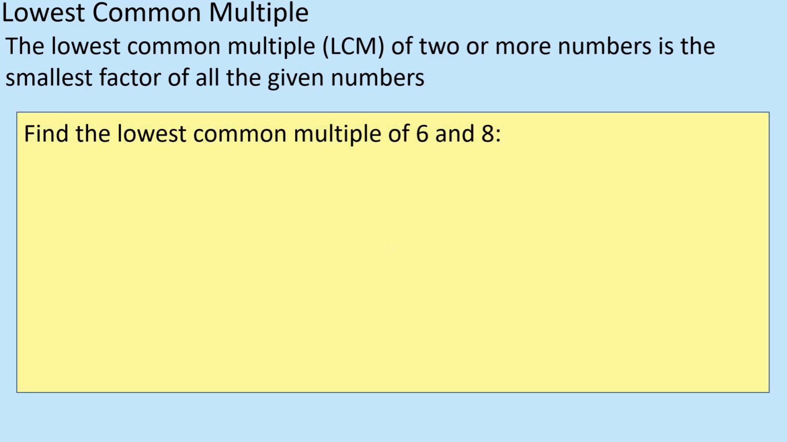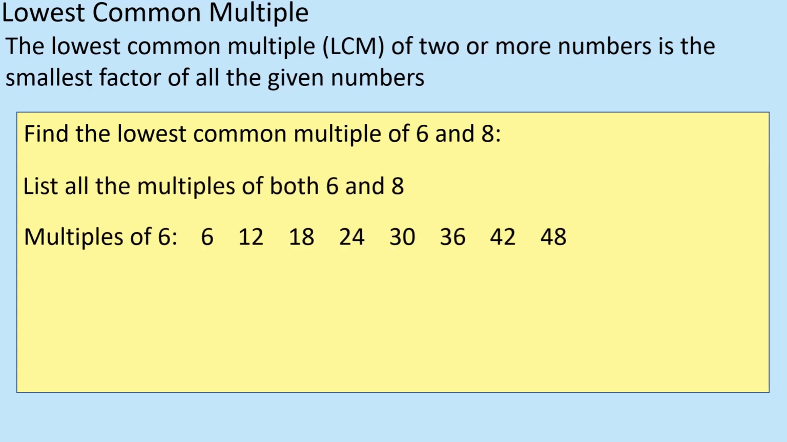So the lowest common multiple of 6 and 8. You're going to literally write a set of numbers for both 6 and 8. All right, so 6, 12, 18, 24, 30, 36, 42, and 48. You're going to repeat for 8. So 8, 16, 24, 32, 40, and 56. And then I'm going to try and find the lowest number that appears in both.